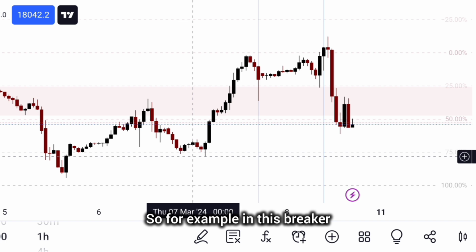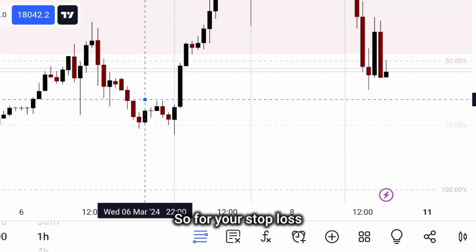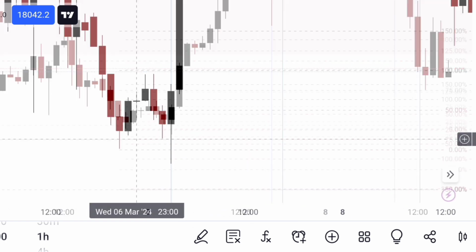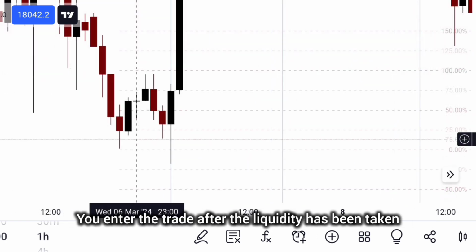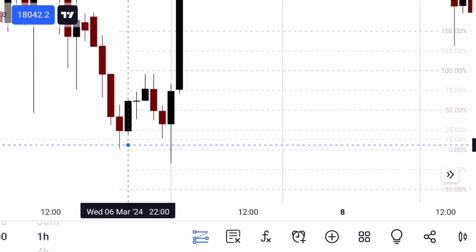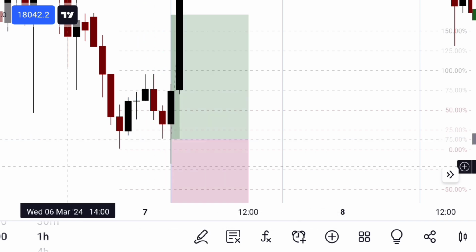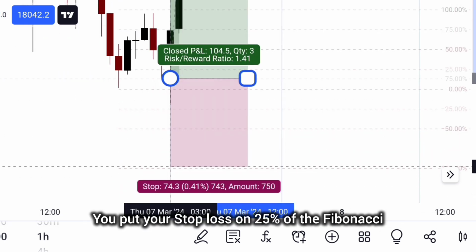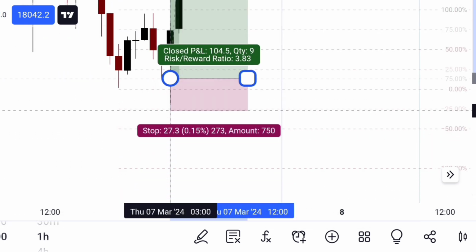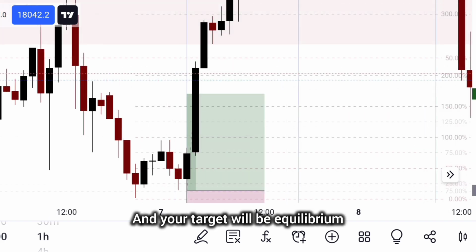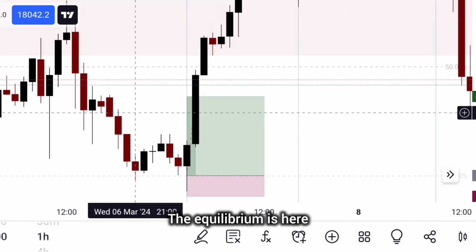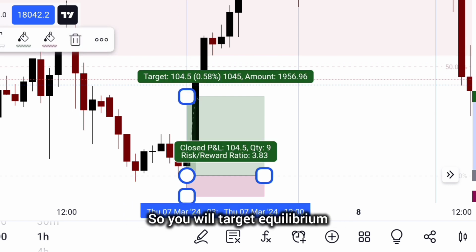So for example, in this breaker, for your stop loss, put your Fibonacci from the top of the expansion to your target. You enter the trade after the liquidity has been taken. So for example, you enter the trade here, and for your stop loss, after you put your Fibonacci from the top to your target, you put your stop loss on 25% of the Fibonacci, and your target will be equilibrium. So let me remove this Fibonacci. The equilibrium is here, so you will target equilibrium.